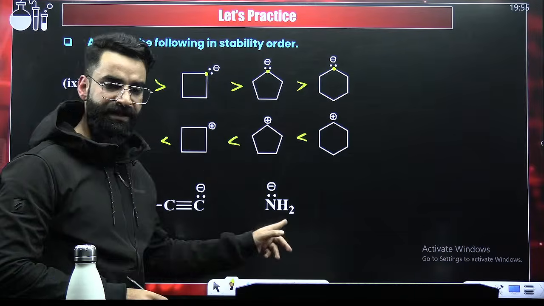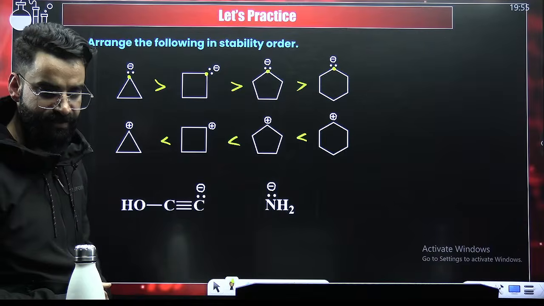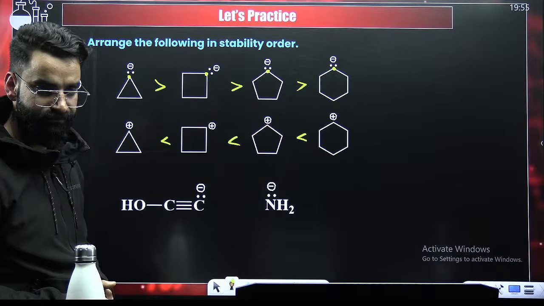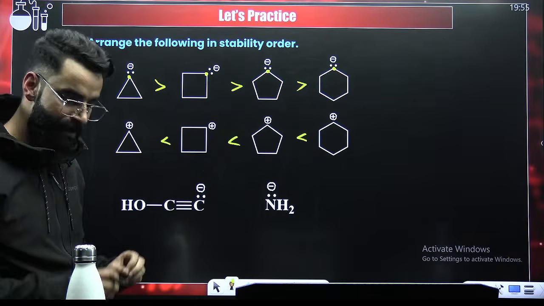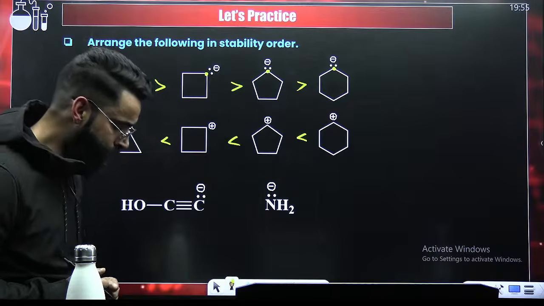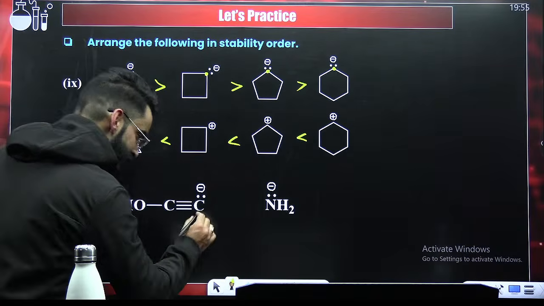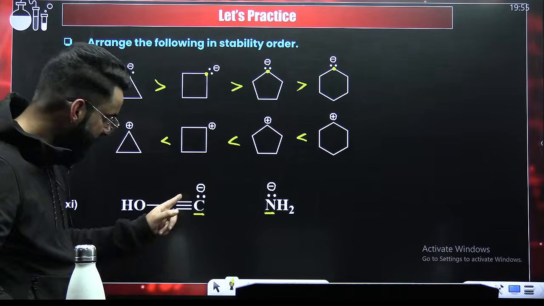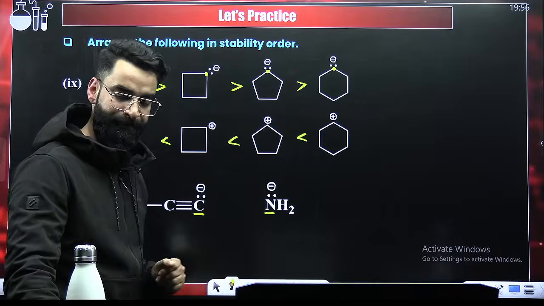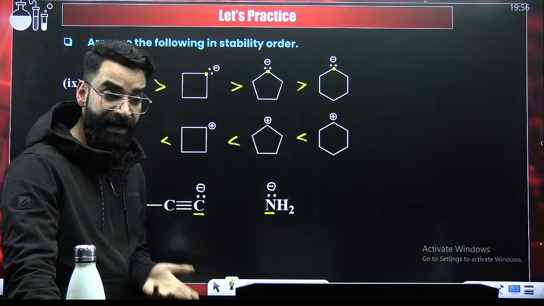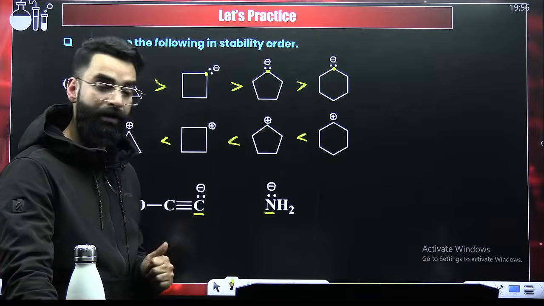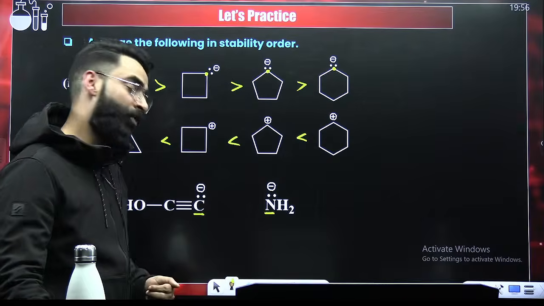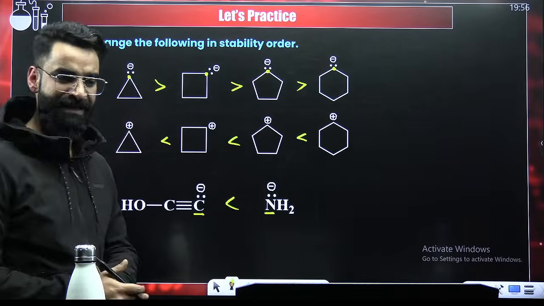Now, this is a special case, my dear students. Normally, if you see, this is your carbon carrying negative. This is your nitrogen carrying negative. Both belong to the same period, and in a period we talk in terms of electronegativity. And we know negative charge is more stable on the more electronegative. So this should be the stability order.